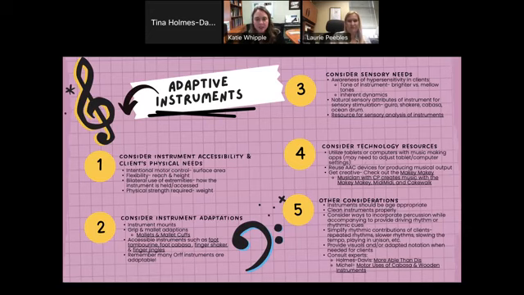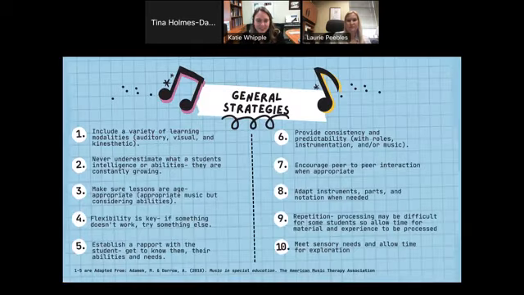But there are a couple of things that we just want to hit on to wrap up today. So, just general strategies, as in all teaching: creating a variety of learning modalities, thinking about how we're providing different auditory experiences, but also visual and kinesthetic learning, making sure that we're really thinking about that.